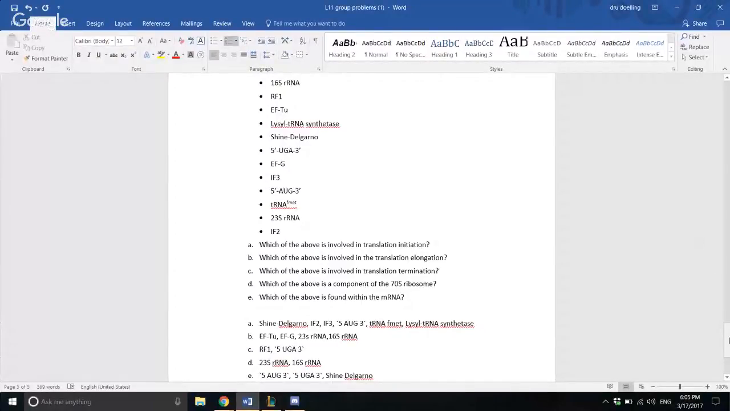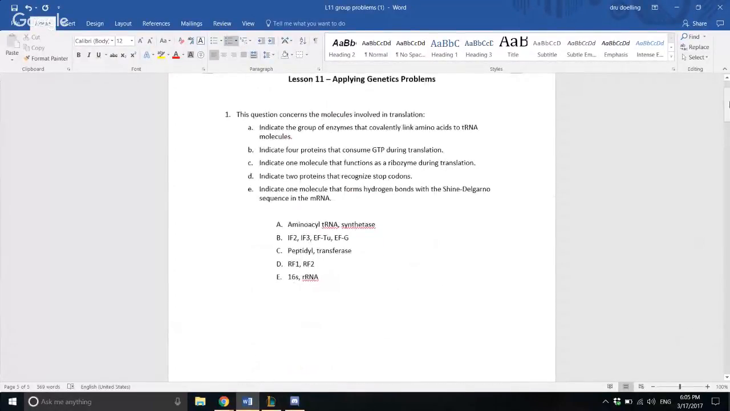All right, let's go number 1. Start things off. We just reviewed what this week's lessons were through the notes and the PowerPoints. Question A: indicate groups of enzymes that covalently link amino acids to tRNA molecules. We got aminoacyl tRNA synthase. B: indicate 4 proteins that consume GTP during translation. I have IF2, IF3, EF-Tu, EF-G.